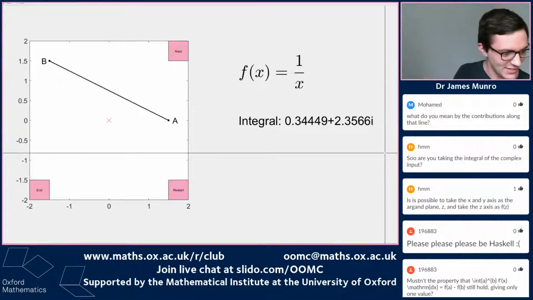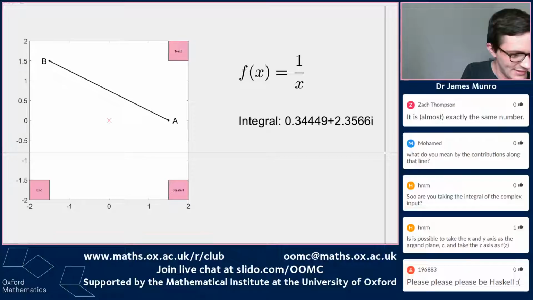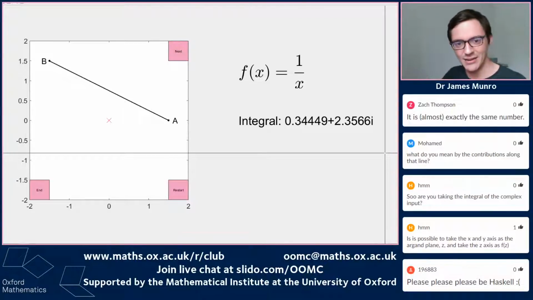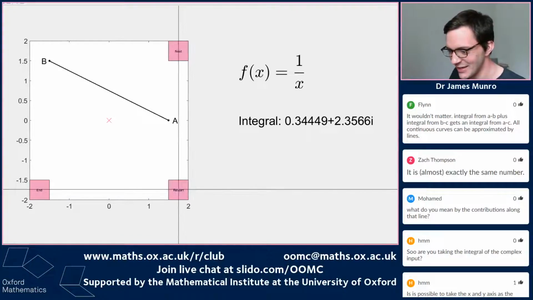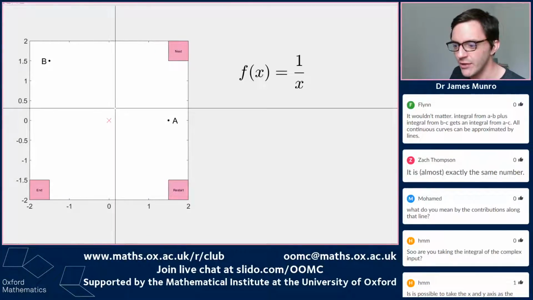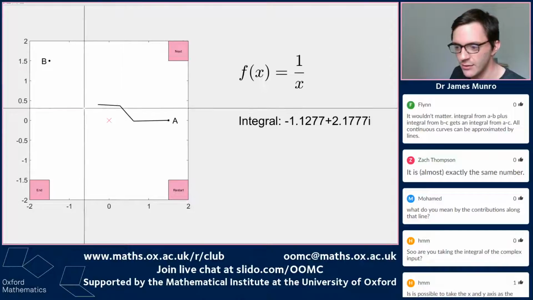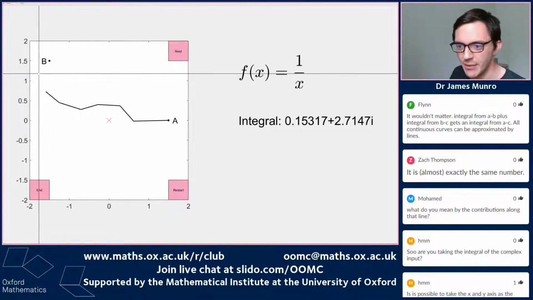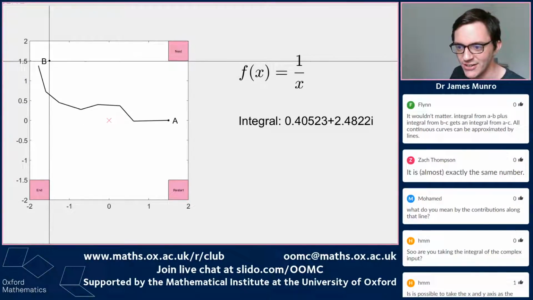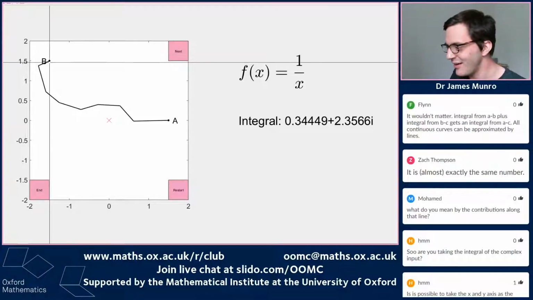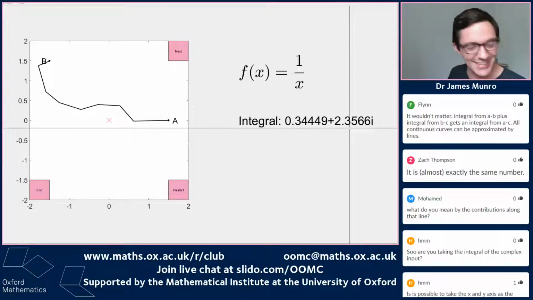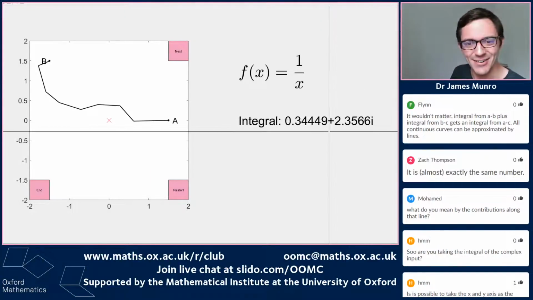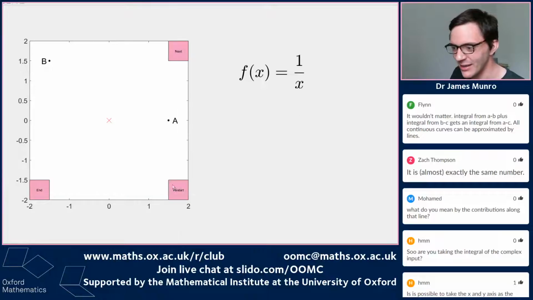Zach spotted it, almost exactly the same number. Yeah. Flynn says it doesn't matter. It looks like it doesn't matter what route I use. Let's try some more. So last time I went kind of above. If I go over here and come in from this side, aha, the integral again is 0.34-ish plus 2.4i. That's kind of nice. It's kind of about the same number. That's brilliant. Okay. Let's try going over this side instead.